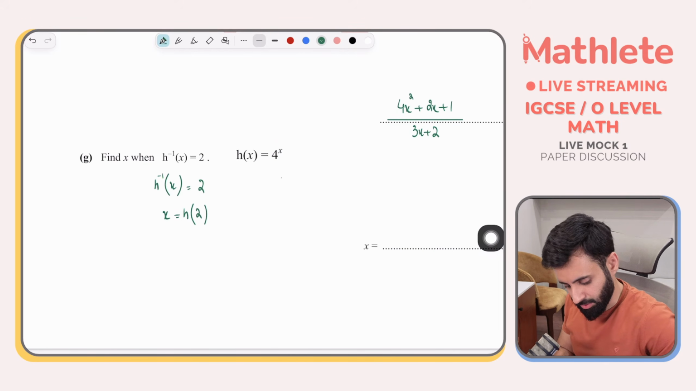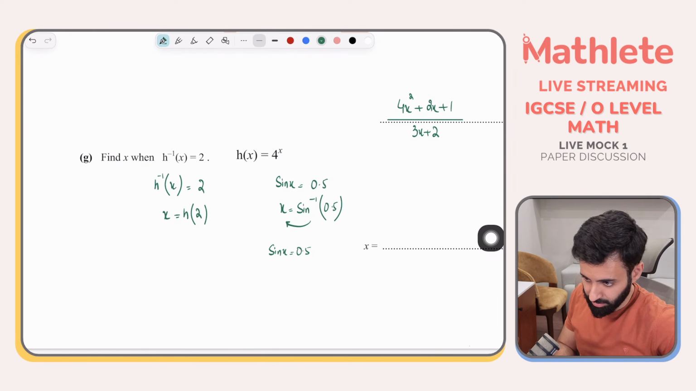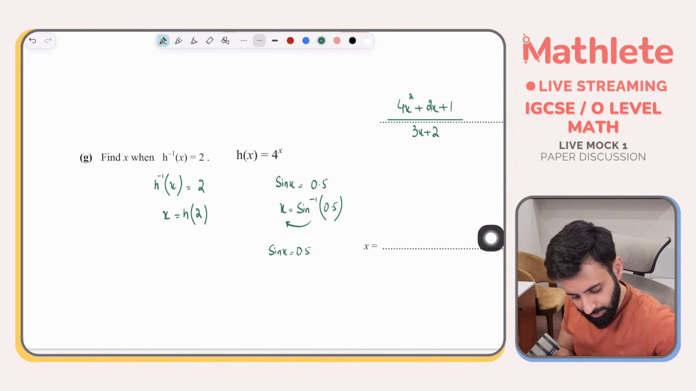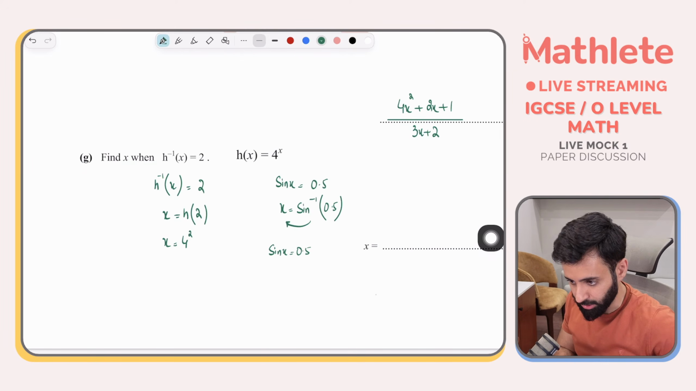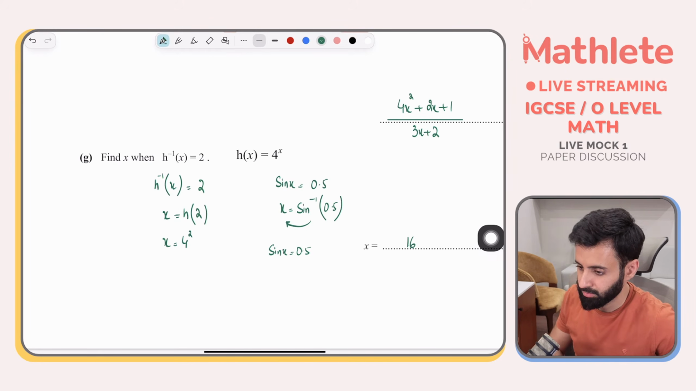Okay. If you remember, sin x, for example, equals 0.5. If I want to find the value of x, it becomes sin inverse of 0.5. If I go in the opposite direction, it becomes sin x equals 0.5. So x equals h of 2, which means x equals 4 squared. And what's that equal to? That's equal to 16. That's it.